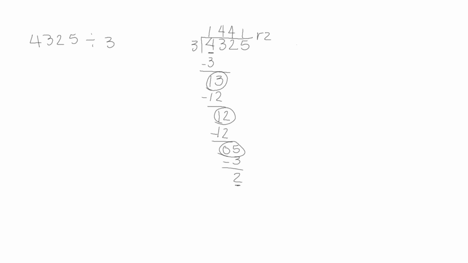Then we're going to check our division with multiplication and addition. We'll do our quotient, 1,441 times 3. 1 times 3 is 3. 4 times 3 is 12. 4 times 3 again is 12, plus 1 is 13. 1 times 3 is 3, plus 1 is 4. And we'll add in the remainder to get 4,325, which is the dividend we started with. Let's try a different one.